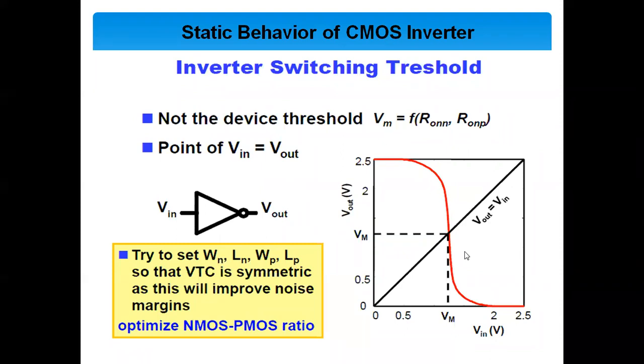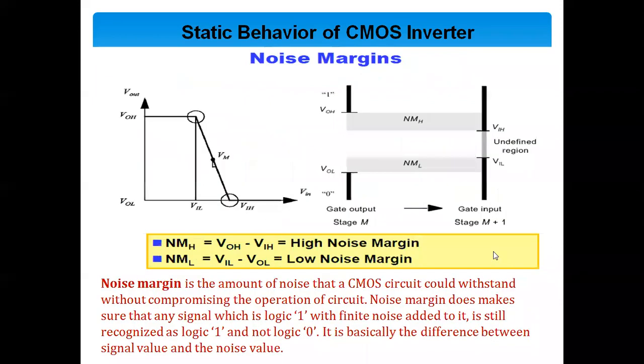Now this VTC is symmetric, as this will improve the noise margin, right? If you check the symmetry of this middle line, you can find the exact symmetry. What it means? The noise margin is improved. And this particular point of observation is called the switching threshold value of the CMOS inverter.